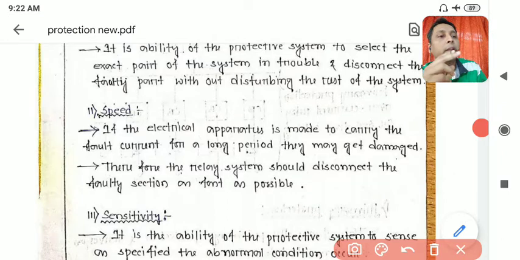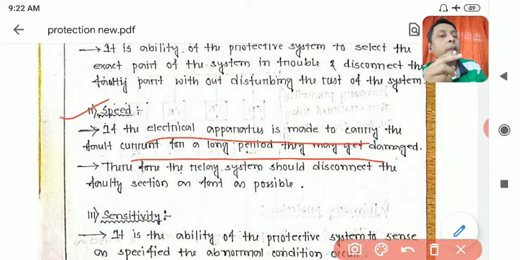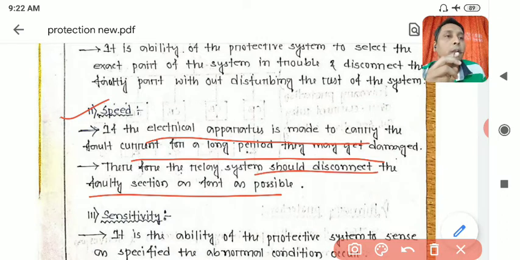It should properly select. Then speed. Speed means how fast it can work. The electric apparatus is made to carry fault current only briefly. If you carry the fault current for a long time, then it is damaged. The whole idea of protection will fail, because your transformer coil, CT, PT, breaker, and all other equipment will get damaged if excessive current flows through them due to overheating. Therefore, the relay should disconnect the faulty section as fast as possible. The setting that you have provided, it should maintain that speed.